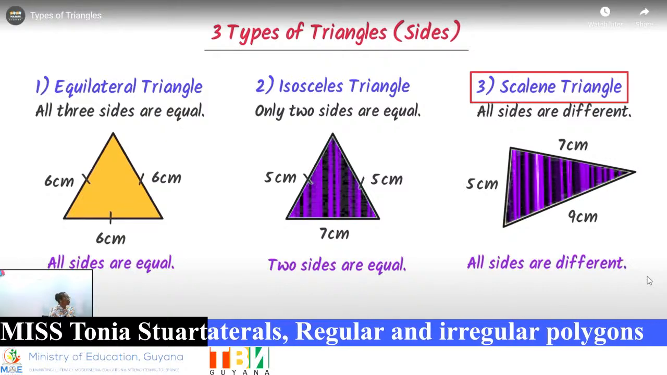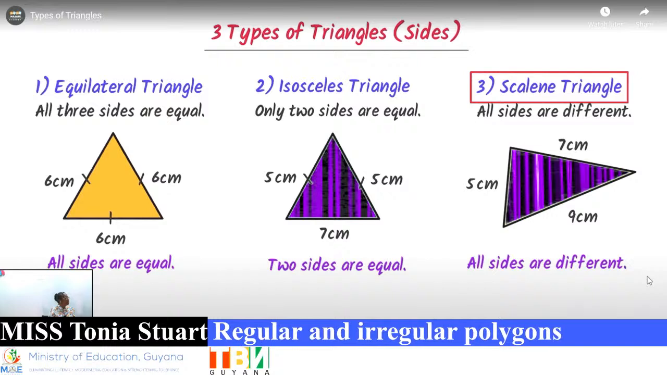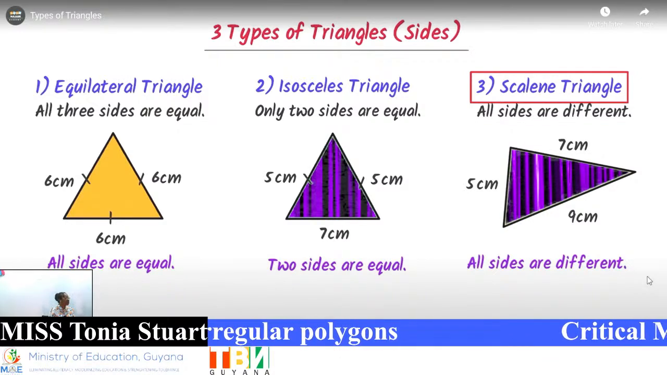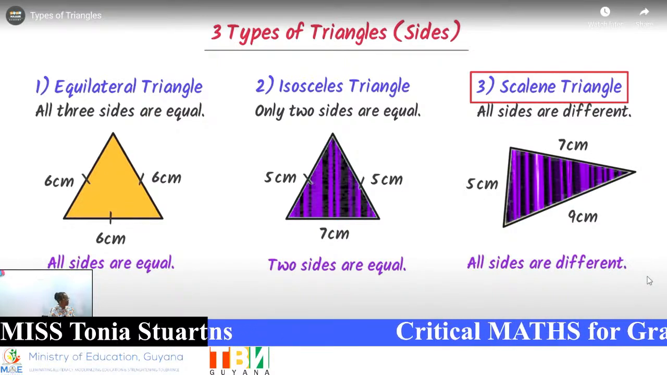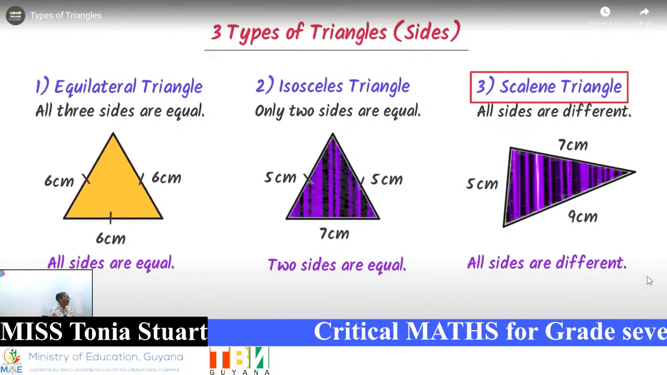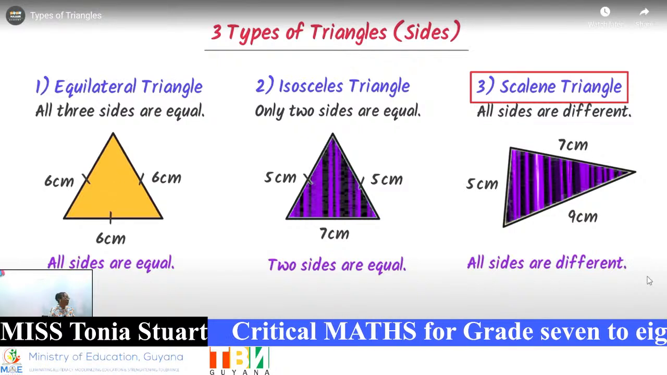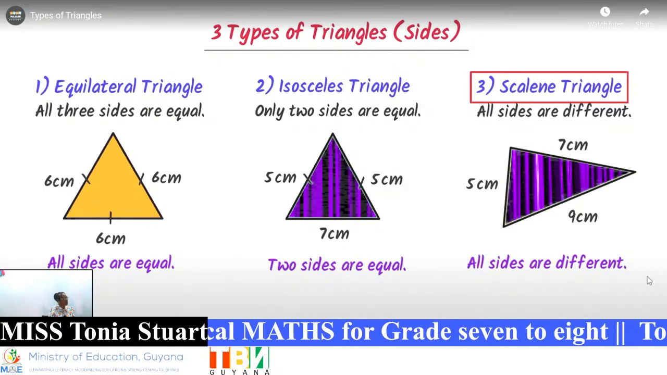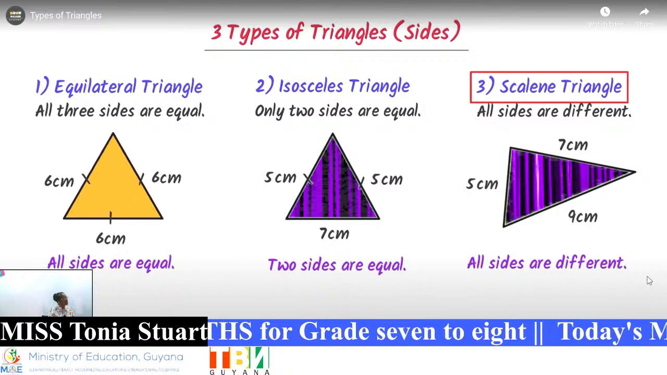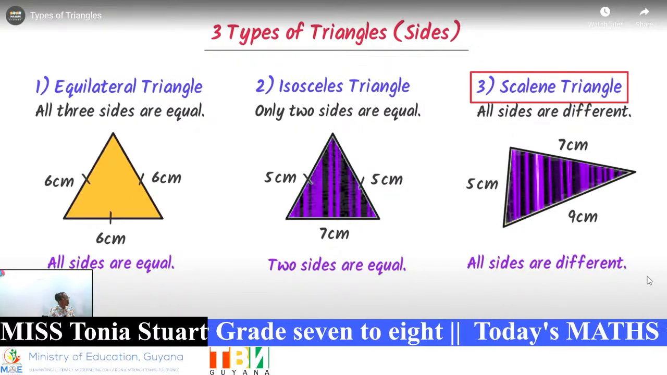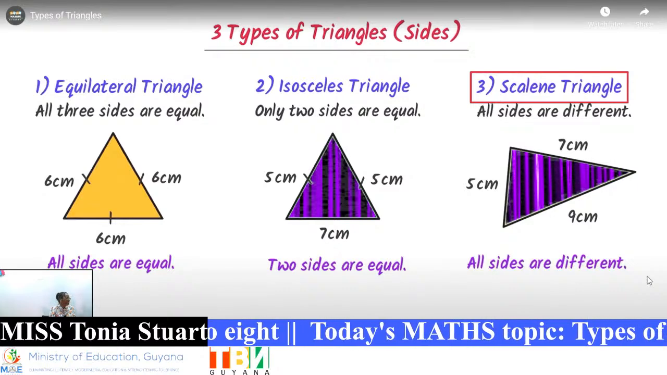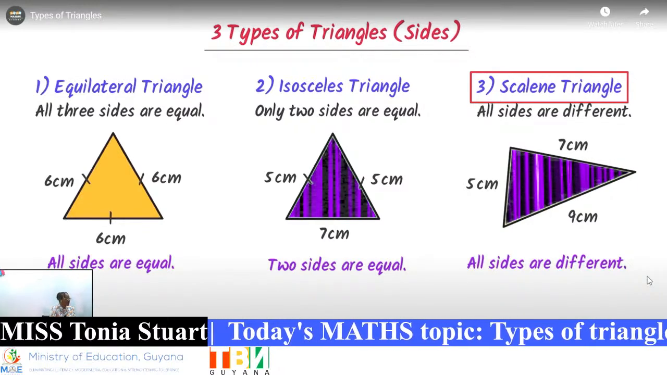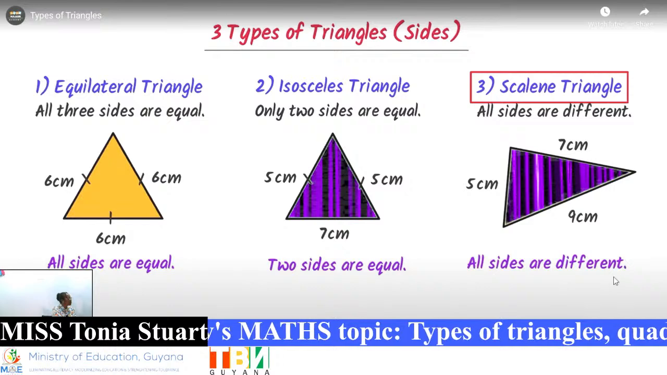So here we have three triangles, and they are three different types of triangles. The first one, all the sides are equal: equilateral triangle. The second one, isosceles triangle, where two sides are equal. And the third one, scalene triangle, where all three sides are not equal. So let's continue as we learn about our types of triangles.